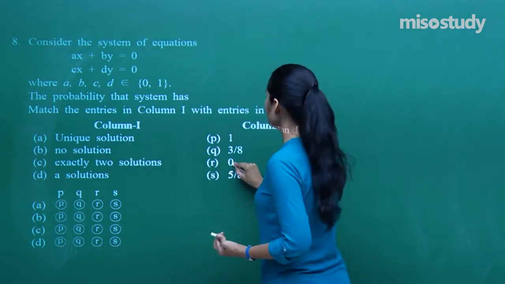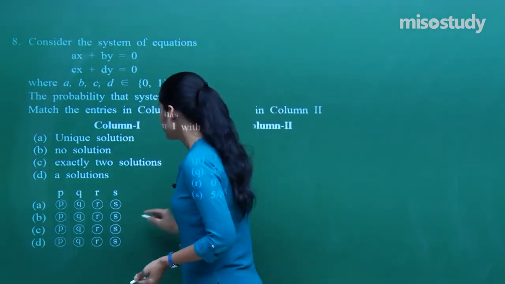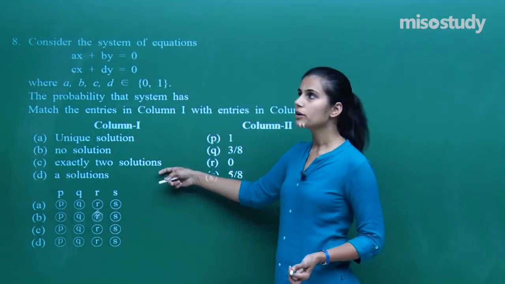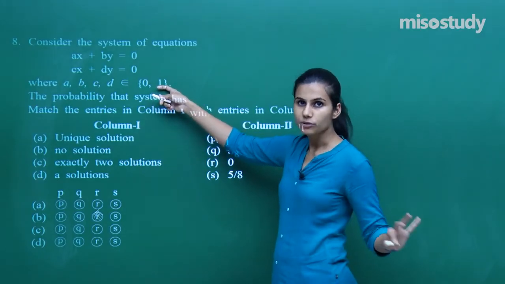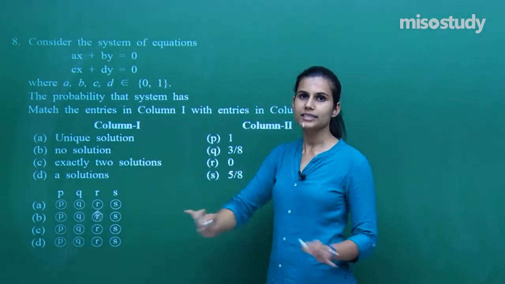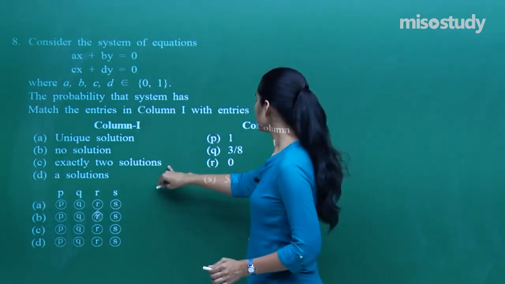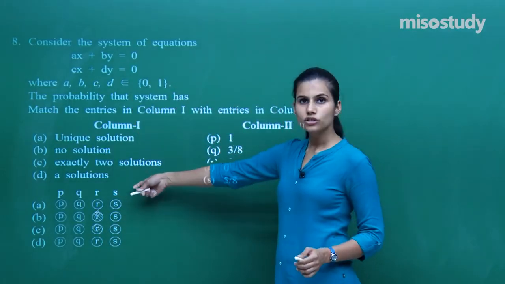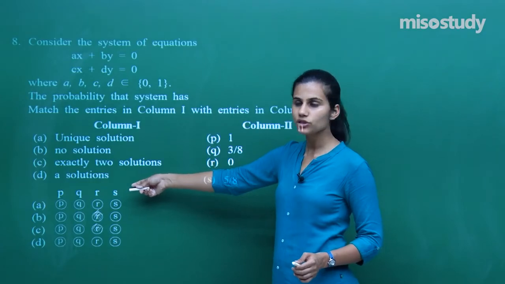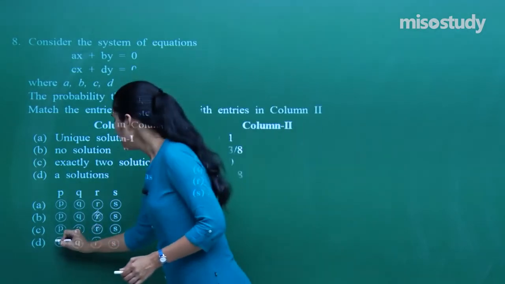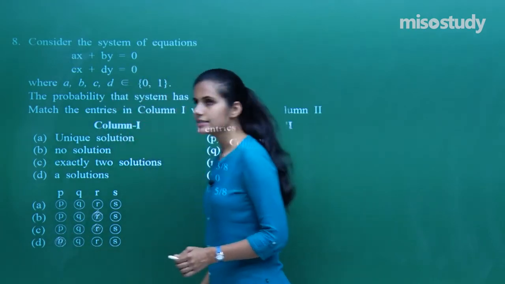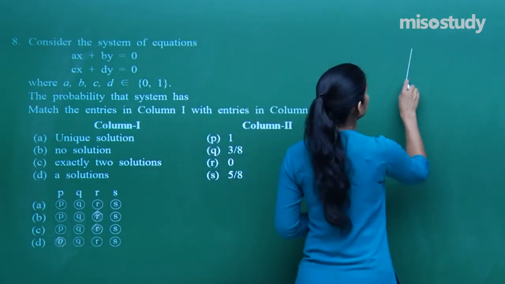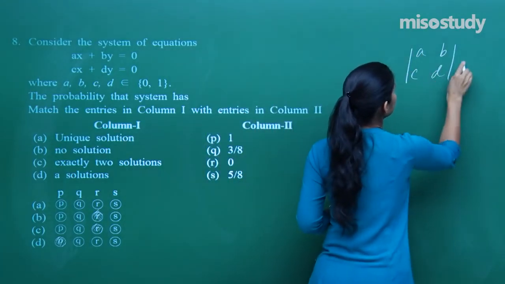So no solution will be mapped to 0, that is B will be mapped to R. Two solutions, no, again this is 0, because a homogeneous system of equations can either have one unique solution or infinitely many solutions. It is never going to have exactly two solutions. So C also gets mapped to R. A solution, it is definitely going to have at least one solution, that is for sure, so the probability is 1. And I told you that one solution which is x0, y0. What is the probability that it has unique solution? A unique solution can only occur when this is not equal to 0.